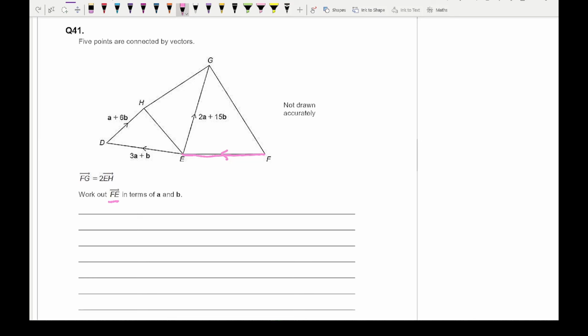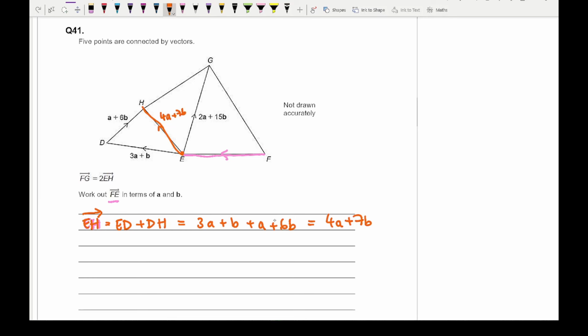Now in order to do this, I need to work out what the other vectors are. So I know that DH and EH, I can then work out what those are. So first things first, let's work out what E to H is. Now E to H is going in this direction. So E to H is equal to E to D plus D to H. And that's going to equal 3a plus b plus a plus 6b, because I'm going with the arrows in all of those. And that gives me a simplified answer of 4a plus 7b. So I can then label this as 4a plus 7b.